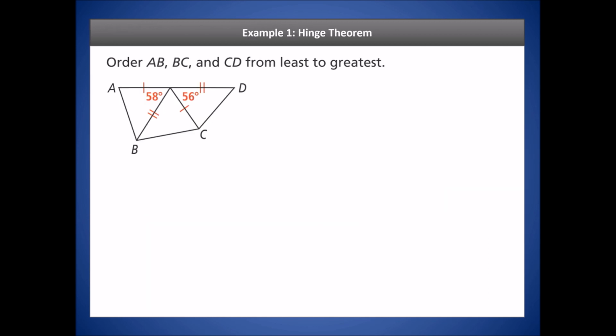All right, so let's go ahead and use the Hinge theorem. We want to order AB, BC, and CD from least to greatest. So if we want to order this from least to greatest, first off, we need to figure out all the angles. Notice we have 3 triangles in this Hinge theorem problem. Sometimes that'll happen, but most of the time you're going to have at least 2 triangles.